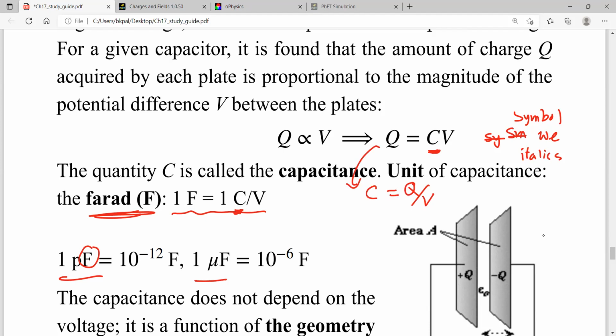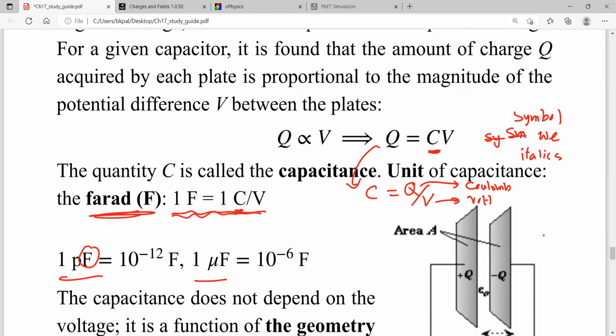So you see that the capacitance is equal to the charge over voltage, or volt, or the potential difference. The unit of capacitance, which is farad, is equal to Coulomb per volt. That's why 1 farad is equal to 1 Coulomb per volt.